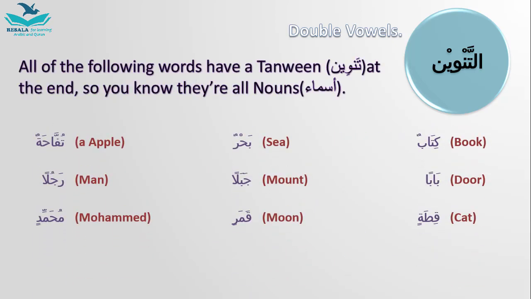All of the following words have tanween at the end, so you know they are all nouns. أسماء، تفاحة، بحر، كتاب، رجلا، جبلا، بابا، محمد، قمر، قطة.